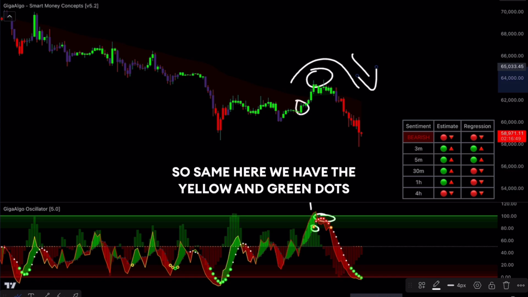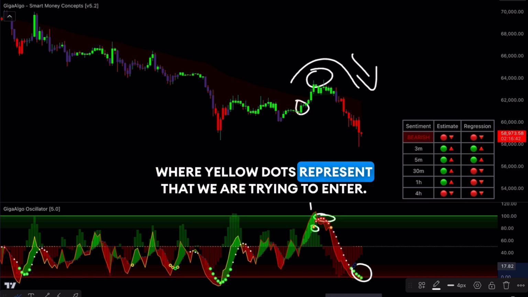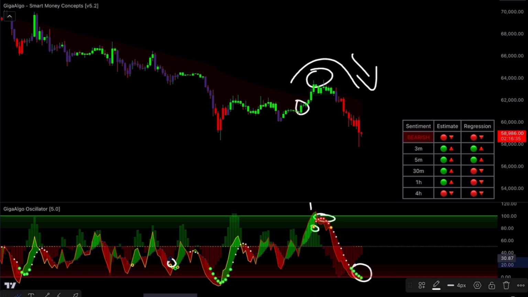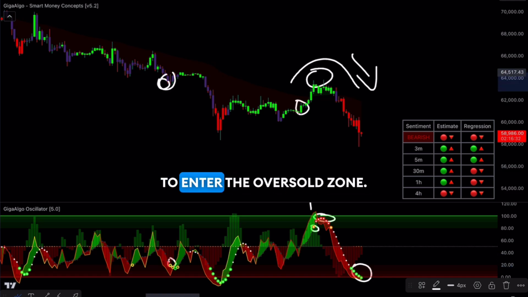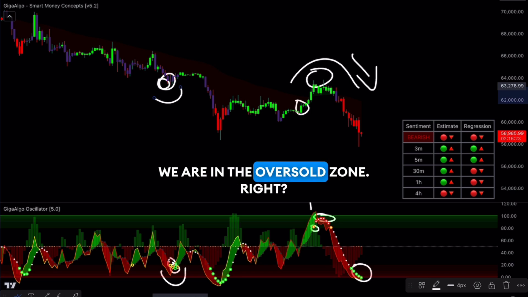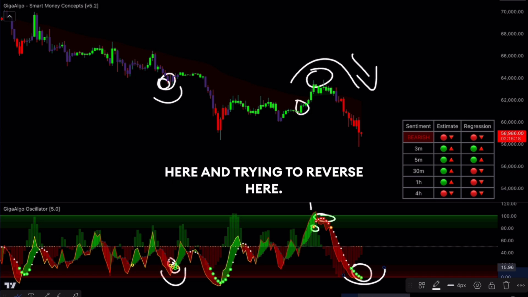Same here, we have the yellow and green dots, where yellow dots represent that we are trying to enter, like here, we have yellow dots. This means that we are trying to enter the oversold zone, and the green dots represent that we are in the oversold zone, right? So again, we have the green dots here and trying to reverse here.